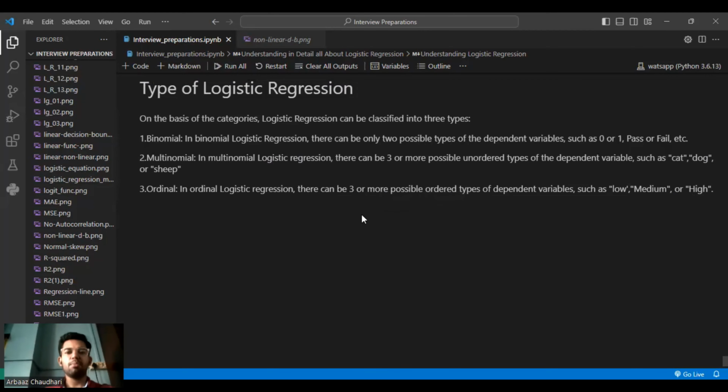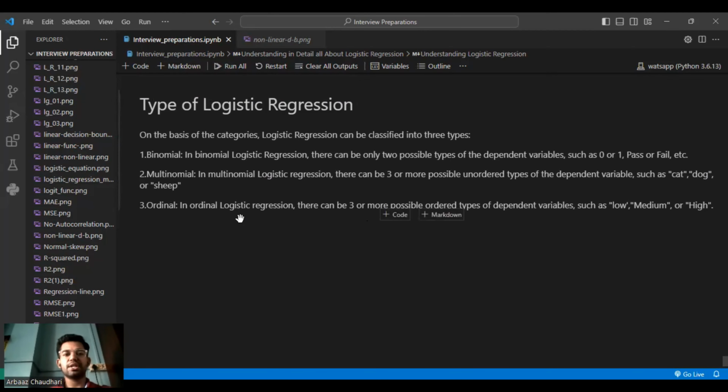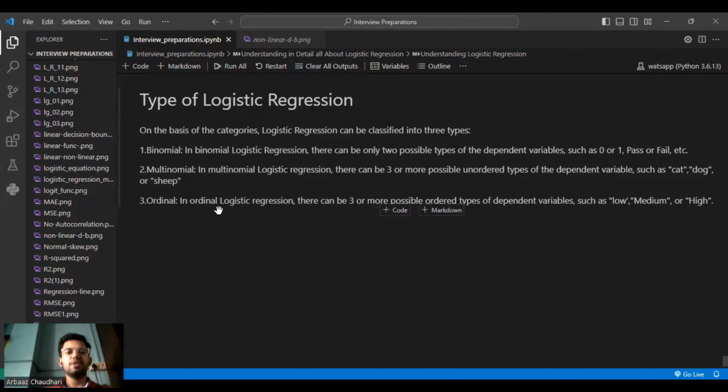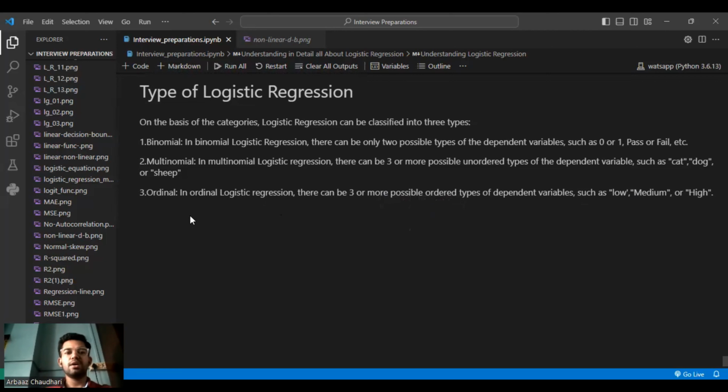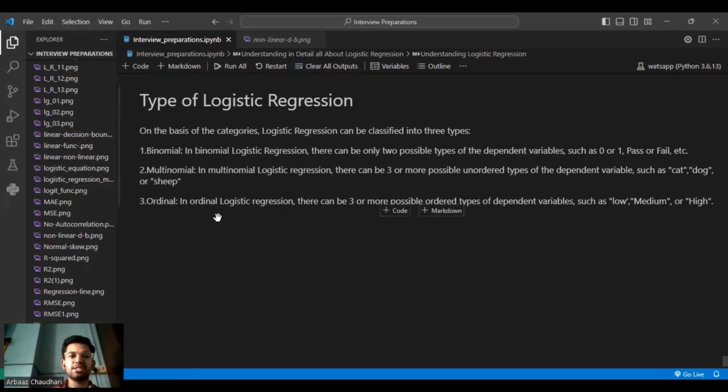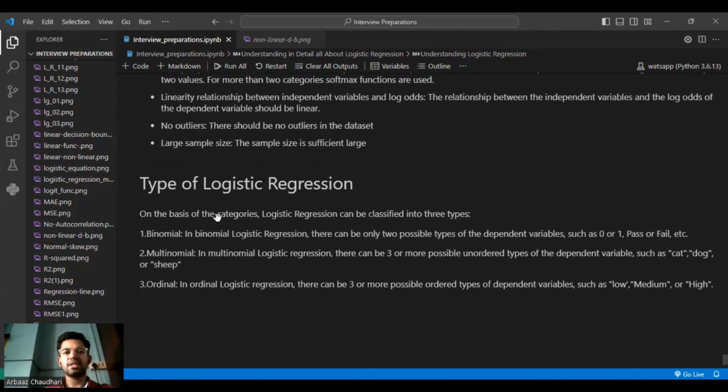This type of problem, if you are solving with the help of logistic regression, is called ordinal logistic regression, because your order is there. High comes at the top, medium is below the high, and low is at the bottom. So if this type of problem is there, then you should say it is an ordinal logistic regression. So these are the types of logistic regression.